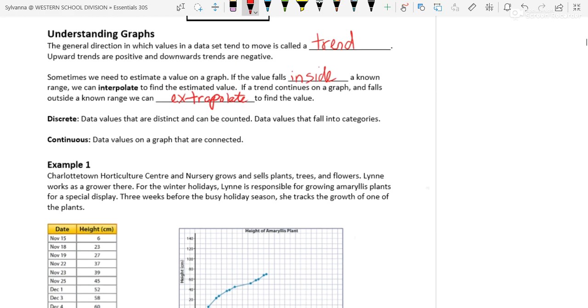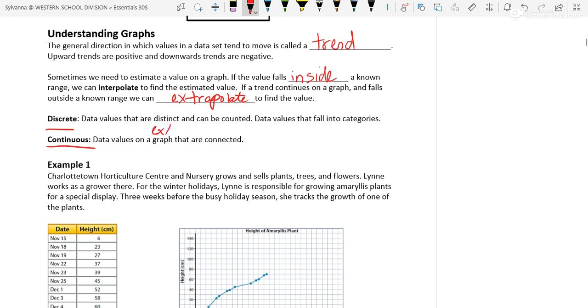And then here are some terms that we need to know: the difference between discrete data and continuous data. These are terms you need to know. First of all, discrete data is distinct values that can be counted. For example, if I'm counting how many coins I have, I can count 1, 2, 3, 4, 5 coins. That is discrete data.